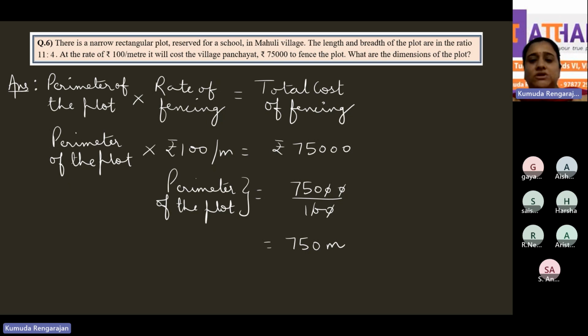Now look at this equation. Do you all understand this equation? The perimeter of the plot. Why perimeter? Because the fencing activity is done along the boundary, which is the perimeter. Not in the area portion of the field. Fencing is along the boundary. So the perimeter of the plot into the rate of fencing is the total cost of fencing.